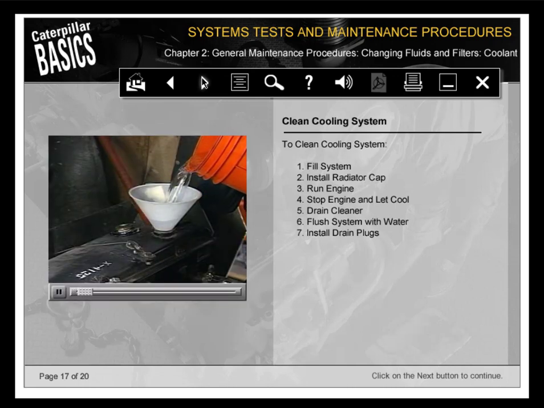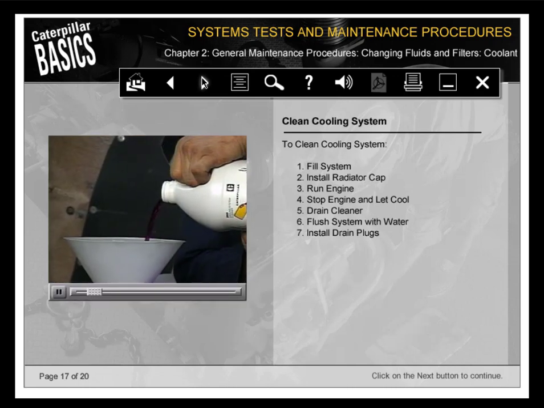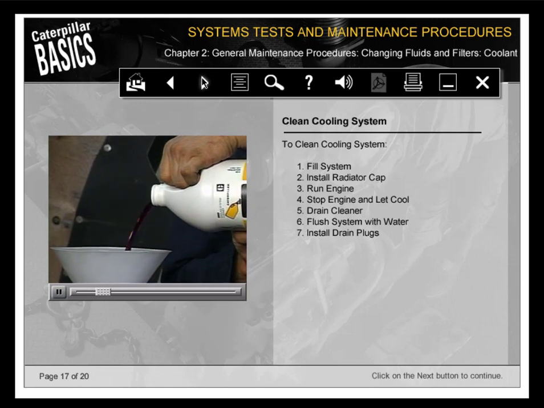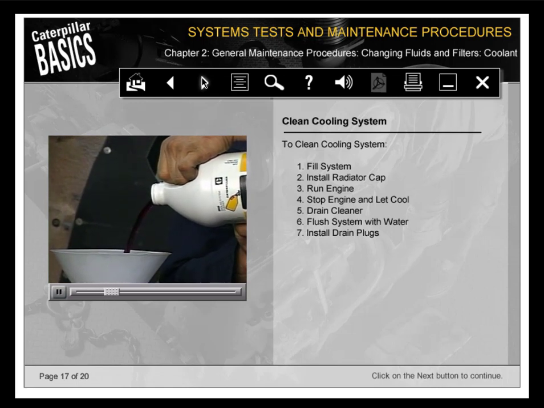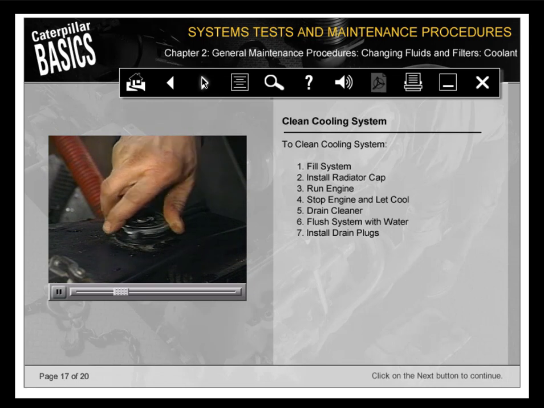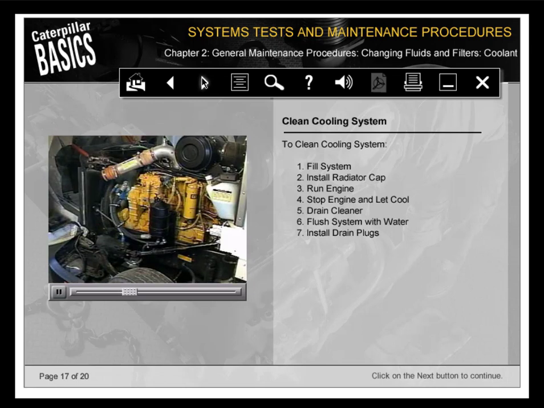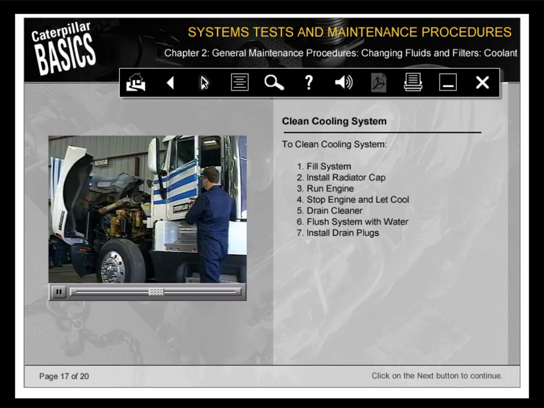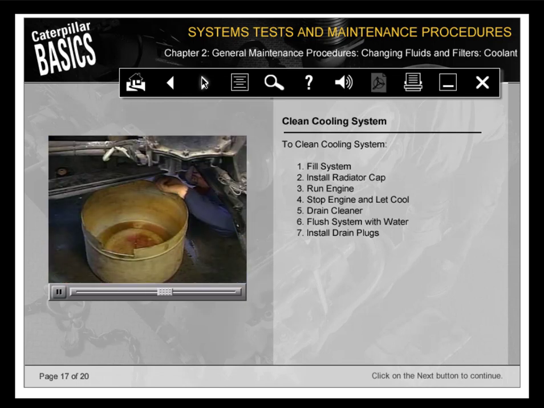First, fill the system with clean water and cooling system cleaner. Follow the manufacturer's instructions to mix the solution. Install the radiator cap. Run the engine for the length of time specified by the manufacturer. Then stop the engine, let it cool, and drain the cleaning solution into an approved storage container.